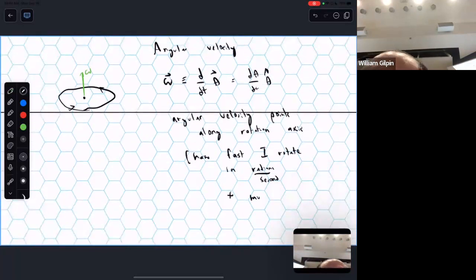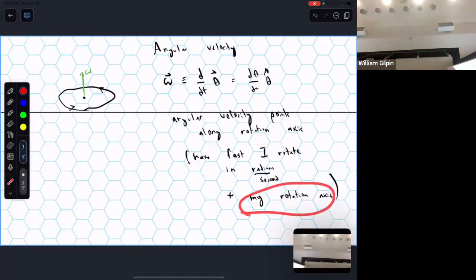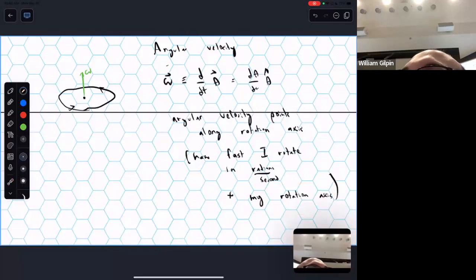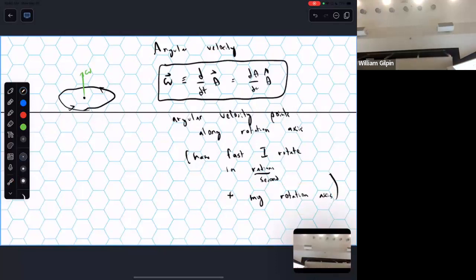plus my rotation axis. Okay, so just like all vectors, you have a magnitude, how quickly I'm rotating, and then you have a direction, which is just the axis of how you're rotating, and that's all that omega tells you. So this formula comes in pretty handy, especially in a lot of these sort of weirder rotation problems that come up.